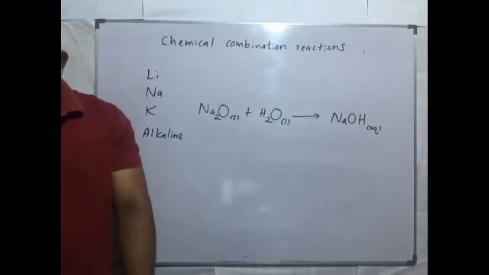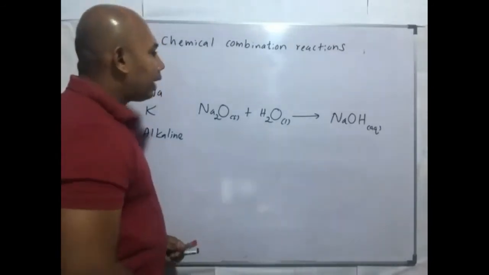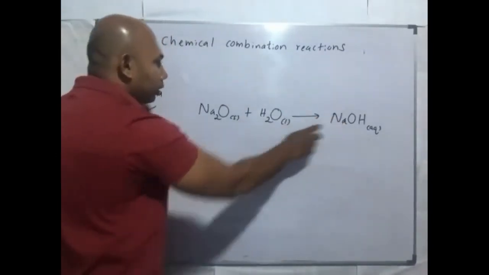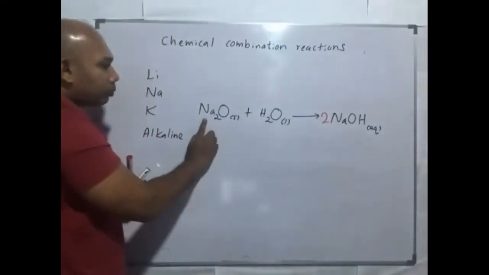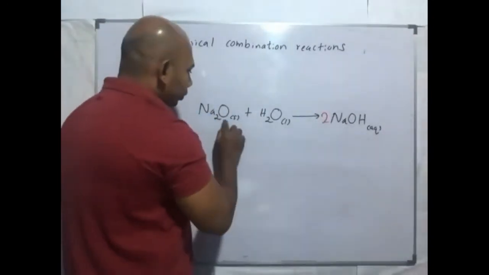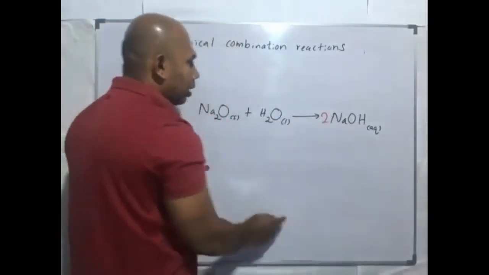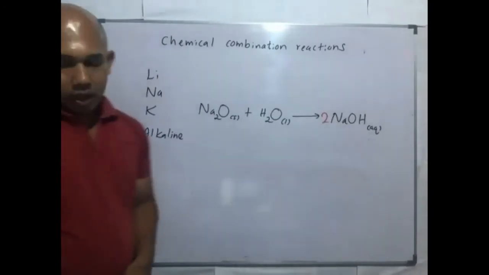Find the odd number and remove it. Right, I think you could balance the reaction. 2 sodium, 1 sodium. This is the odd number. Multiply by 2. Now 2 sodium, 2 sodium. Sodium balanced. 1 plus 1, 2 oxygen. 2 oxygen. 2 hydrogen, 2 hydrogen. Balanced chemical reaction.